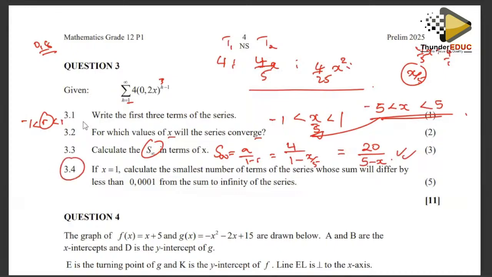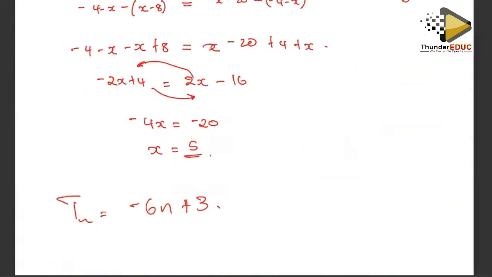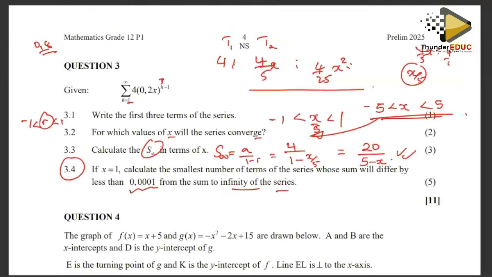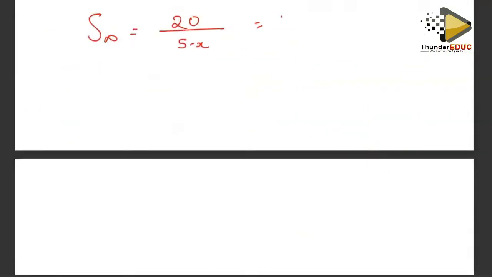And then at 3.4, if x is 1, they want us to calculate the smallest number of terms of the series whose sum will differ by less than this from the sum to infinity. Okay, so if we say that sum to infinity is 20 over 5 minus x, they're telling us that if x is 1, meaning that's going to be 20 over 4, our sum to infinity is just 5.